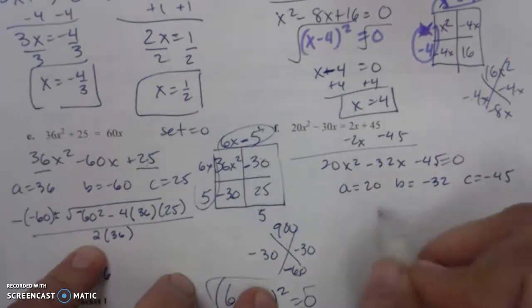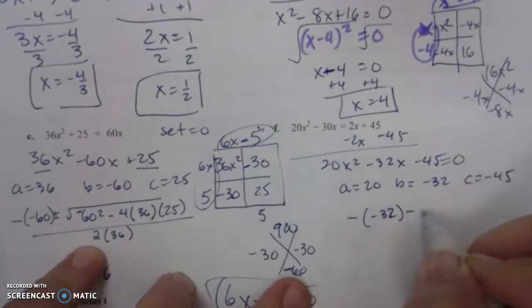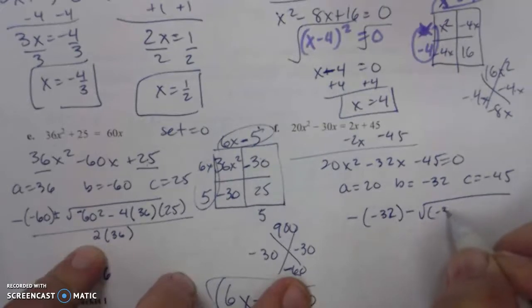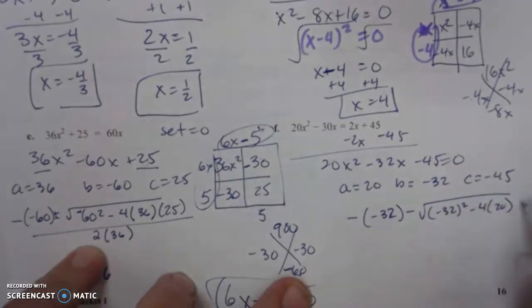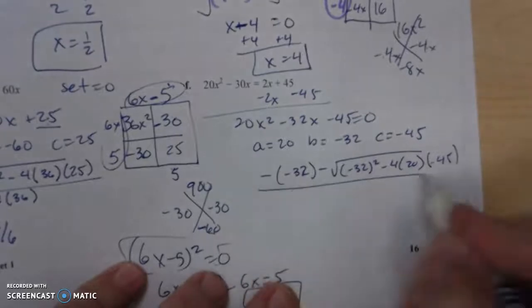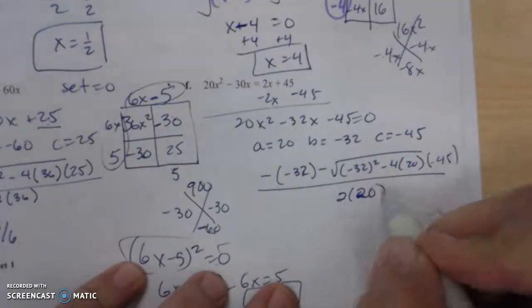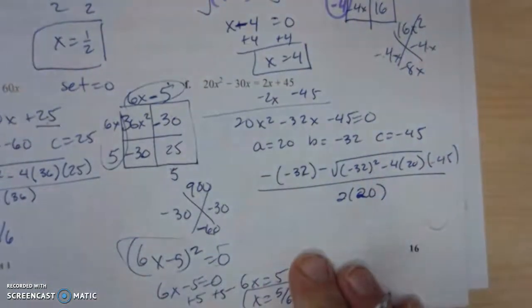So now I'm going to say a equals 20, b equals negative 32, and c equals negative 45. And I'm going to go negative b, 32, minus the square root of negative 32 squared minus 4 times a times c, that negative 45, all divided by 2 times a, which is 20. Now I'm going to put this in the calculator.